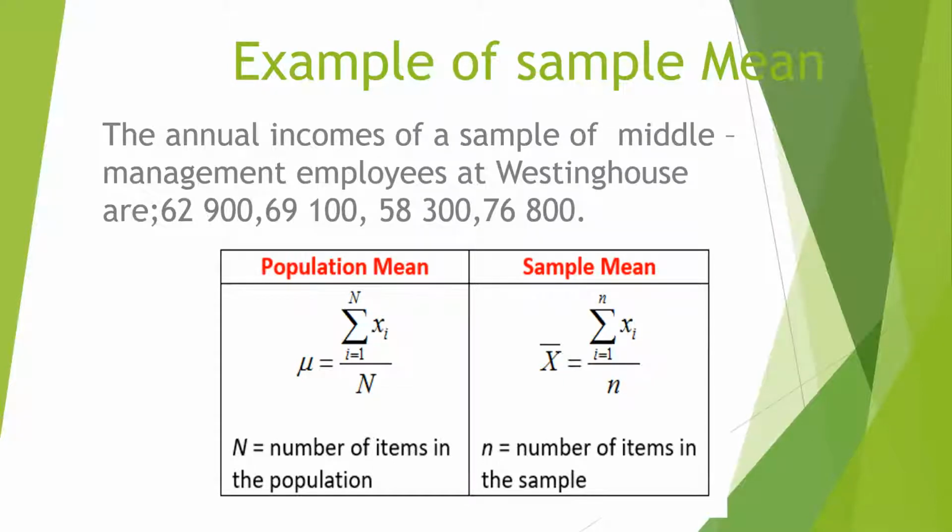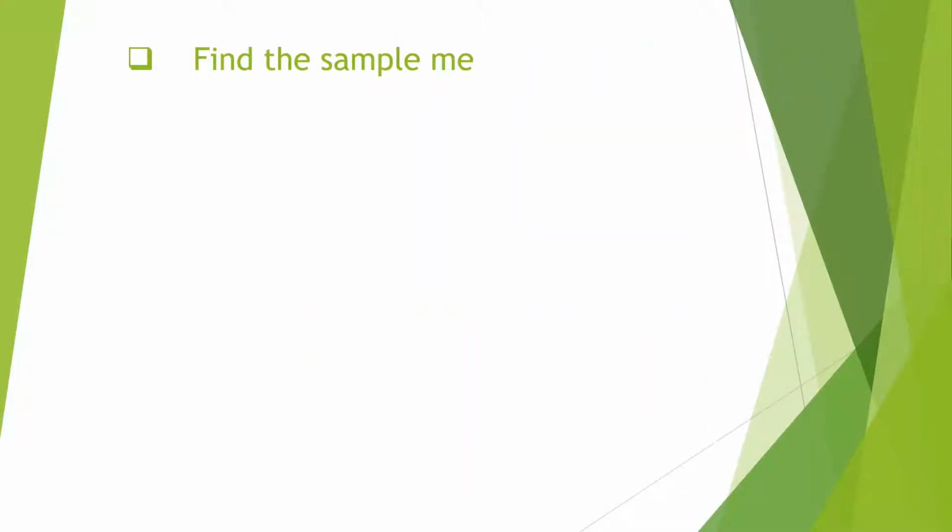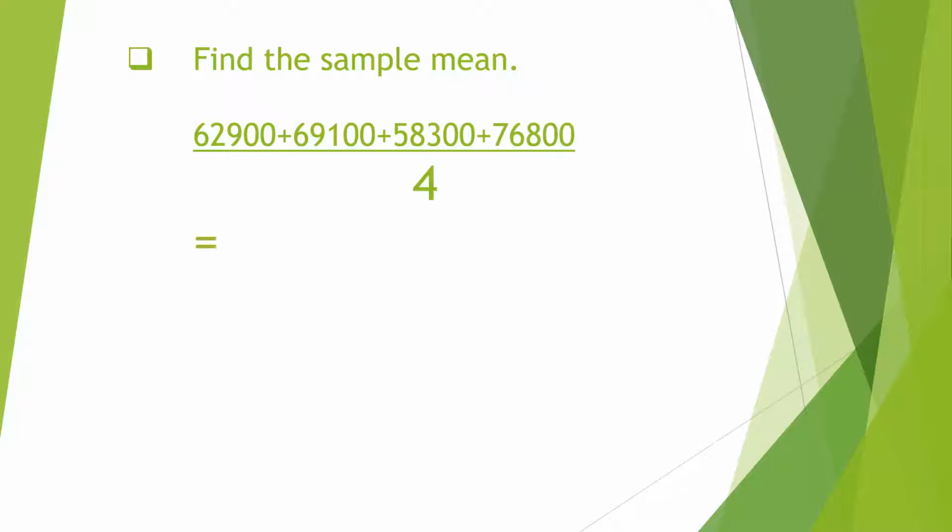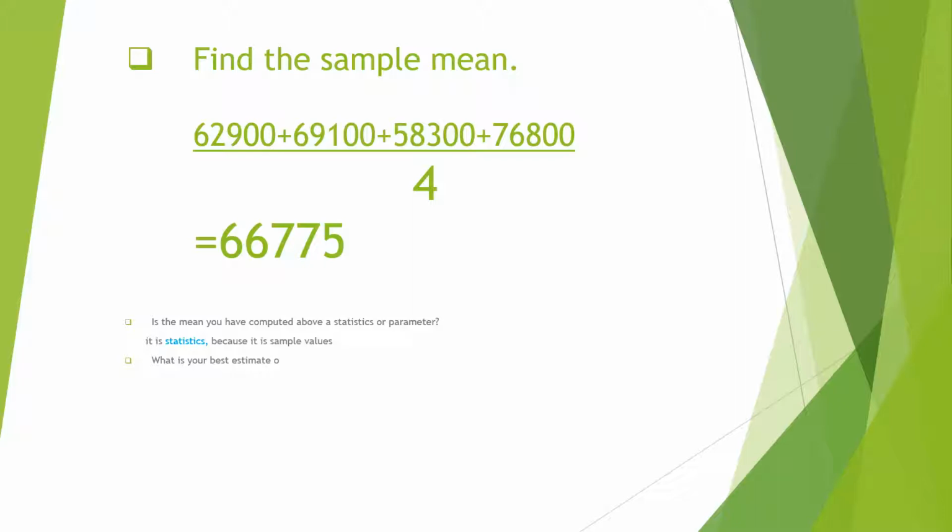We'll take this formula and now we are adding up: 62,900 plus 69,100 and then 58, 76, and then you divide by 4. The answer that you get is 66,775. That is our sample mean. If you were told that all the observations were a population, you would add them up, divide by 4, and it would still give you the same answer.